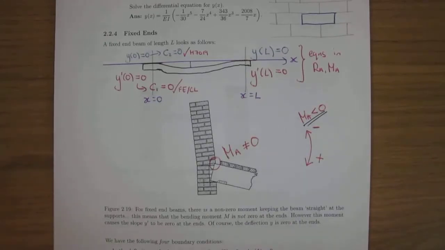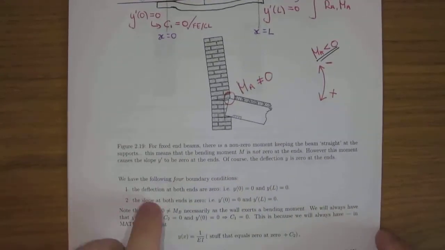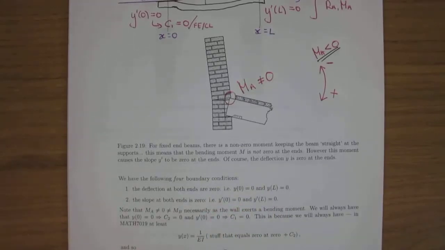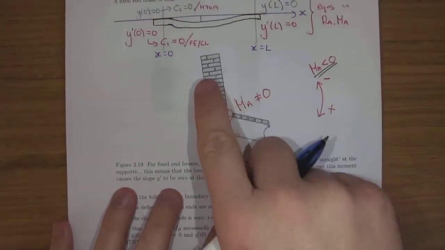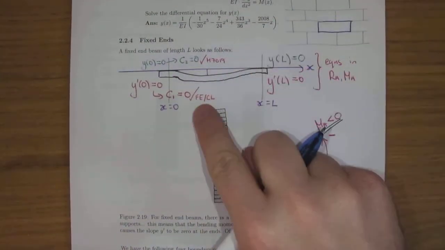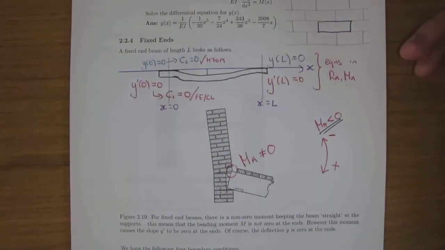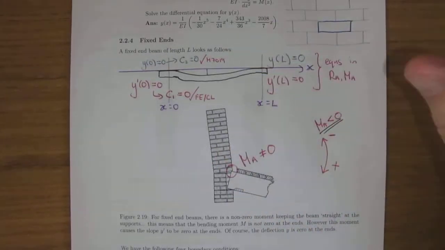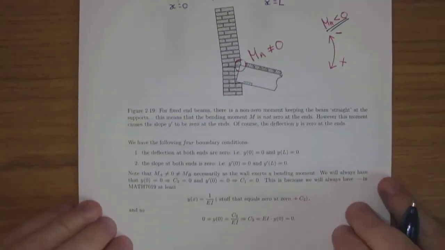Okay. However, this moment causes the slope to be 0 at both ends and deflection is 0 at both ends. So if the following four boundary conditions, y of 0 is 0, y of L is 0, y dash of 0 is 0, y dash of L is 0, and MA is non-zero, we will have that C2 is 0 and C1 is 0. And now I've written this for Math 7019, and these are for fixed ends and cantilever in Math 7019. Well, I think they're always actually. Well, no, it's possible in weird scenarios, but for Math 7019, this is the case.